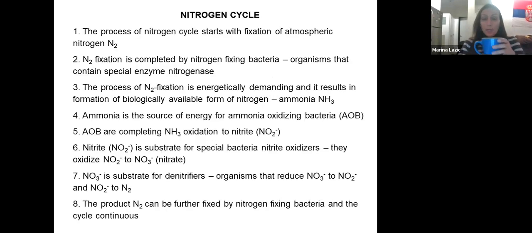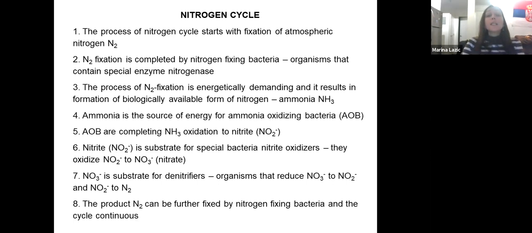And now let's go to the nitrogen cycle. We already mentioned some parts of the nitrogen cycle, and this is something that you do want to know in detail. The whole nitrogen cycle starts with fixation of atmospheric nitrogen. We already talked about nitrogen fixation by the nitrogenase enzyme, an oxygen sensitive enzyme, so I'm not going to go again into details about that. But what you need to know is that nitrogen fixation is really unique to bacteria, and it's completed by nitrogen fixing bacteria that contain that oxygen sensitive enzyme nitrogenase. Again, the whole point of nitrogen fixation is to get a biologically available form of nitrogen, which is ammonia, NH3.